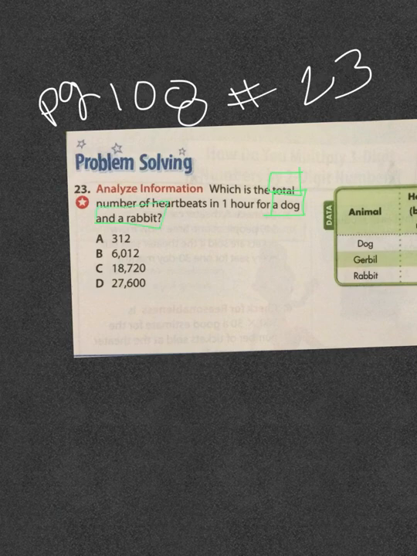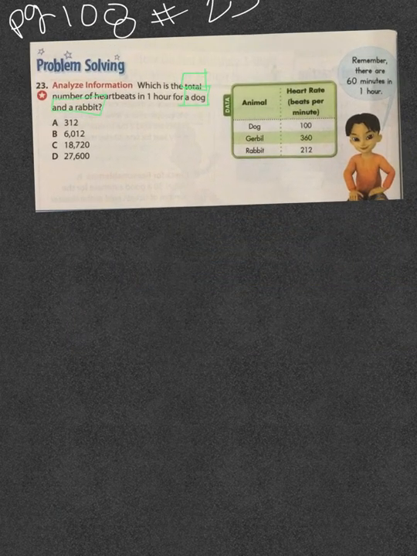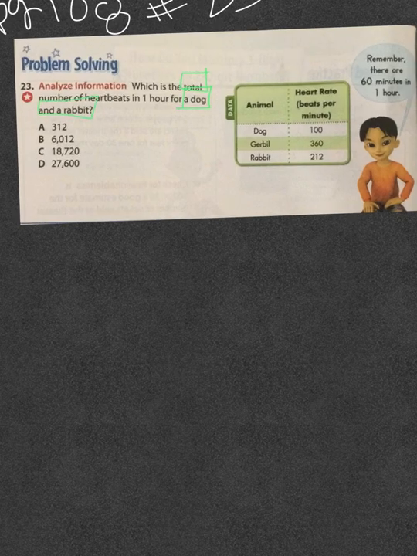So I know I'm going to have 2 numbers here. I need the total for a dog and the total for a rabbit. And off to the side here is my little chart that tells me which one is which. And this guy gives me a hint right here. He says, remember, there are 60 minutes in an hour. Yeah, I knew that, but thanks for the reminder. So the total number of heartbeats in 1 hour, or 60 minutes, for a dog.